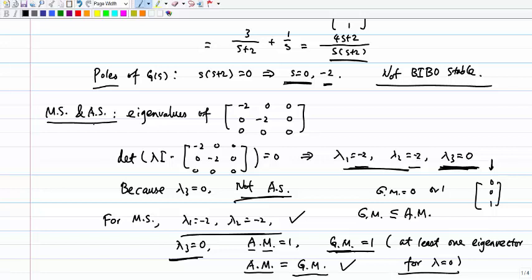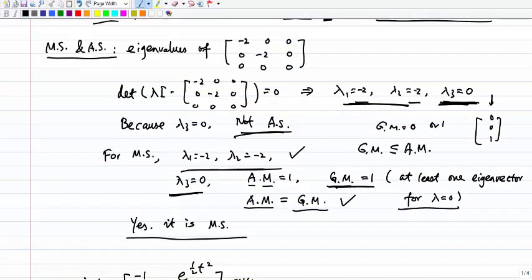If some of them have zero real parts, first of all, it's not asymptotically stable for sure. To check if it's marginally stable, we have to check that the algebraic multiplicity and the geometric multiplicity are equal. If yes, it is marginally stable. If not, it's not marginally stable.